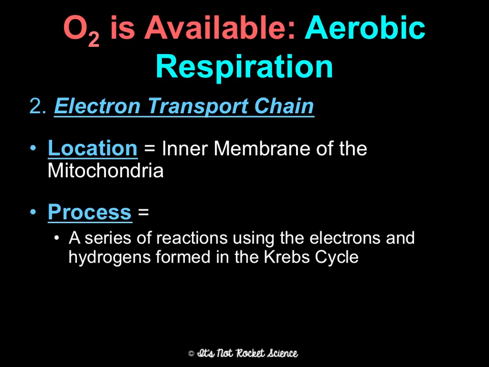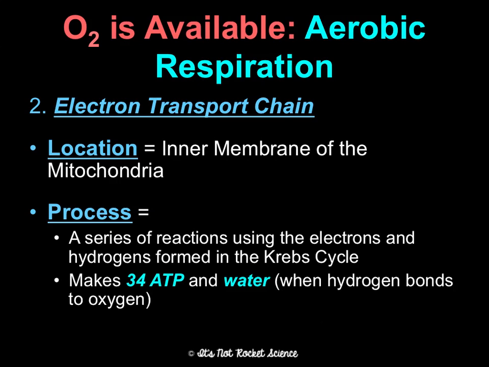And in this, it's going to be a bunch of chemical reactions. We're going to use electrons and hydrogens from the Krebs cycle. And basically, what's going to happen is 34 ATP are going to be made, and also water. So this is really important. The most ATP comes from this step.